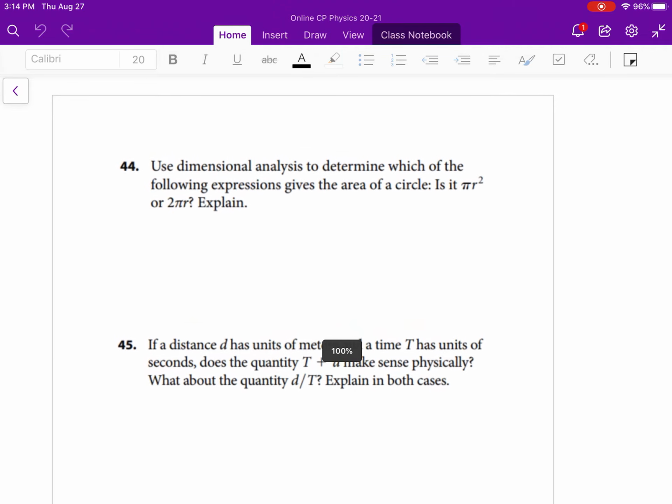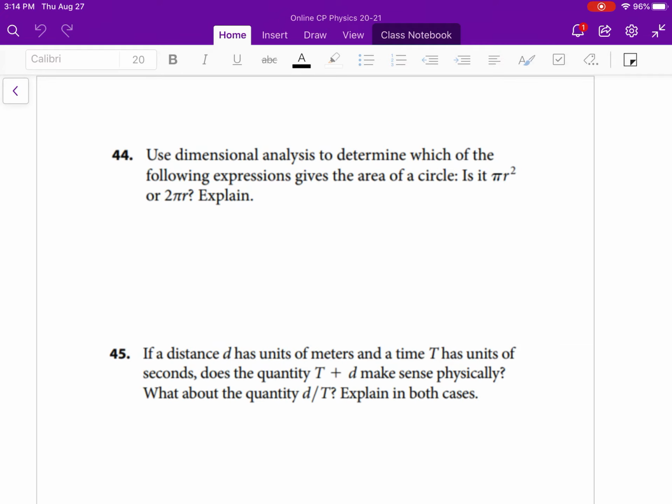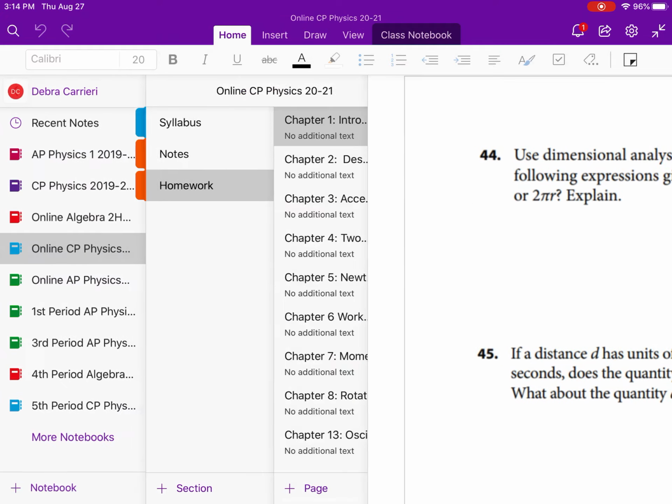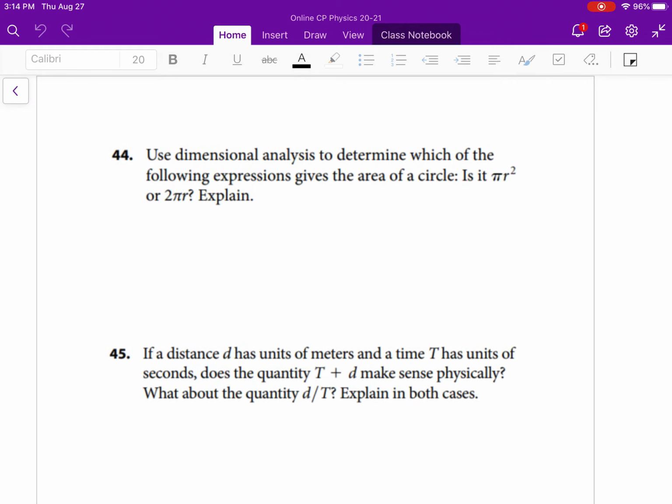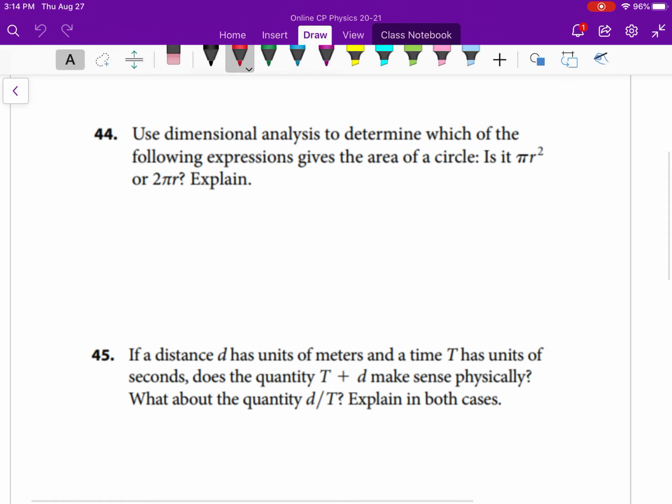All right, guys, this is solutions to some of the problems that were assigned recently. This is number 44 from Chapter 1. Use dimensional analysis to determine which of the following expressions gives the area of a circle. Is it pi r squared or 2 pi r? So pi r squared or 2 pi r to give me an expression for area.